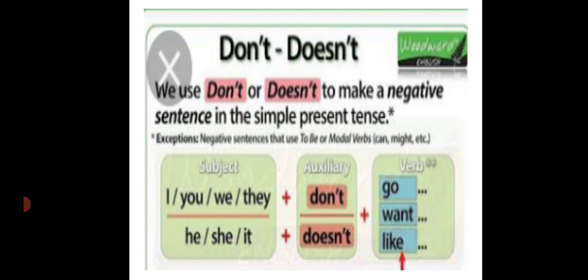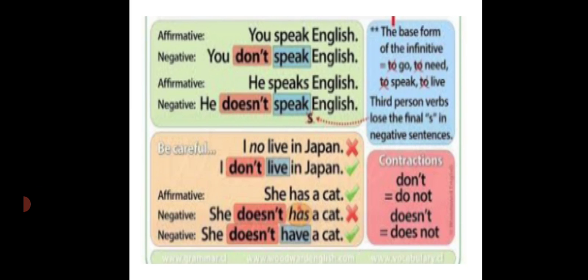Okay, so doesn't is used with the singular subject. And we have he doesn't go, or you say he doesn't like it, she doesn't go, it doesn't go. Okay, now you need to be very careful of this. You don't say I no live in Japan. That's incorrect. You say I don't live in Japan.